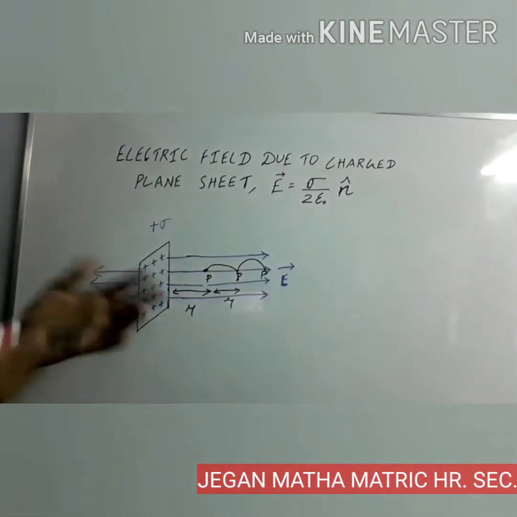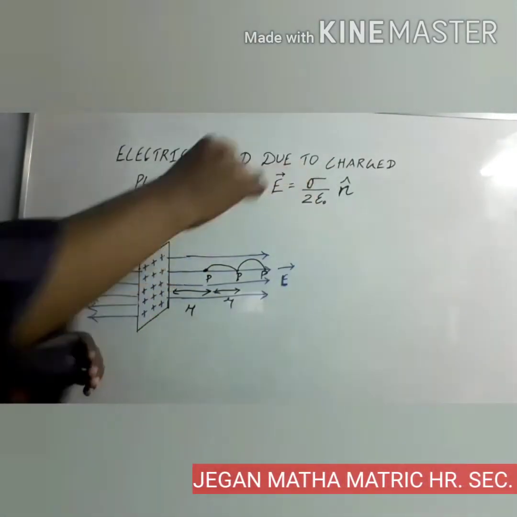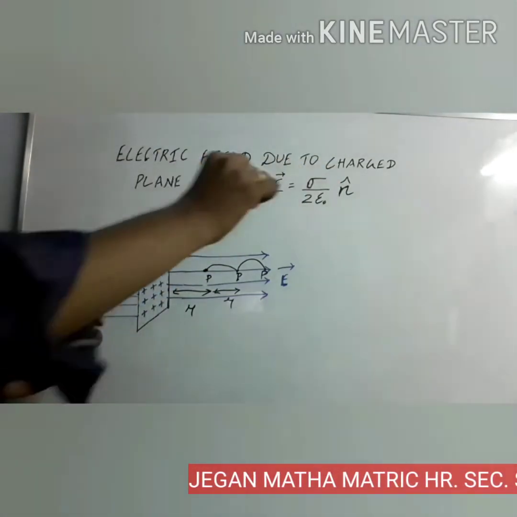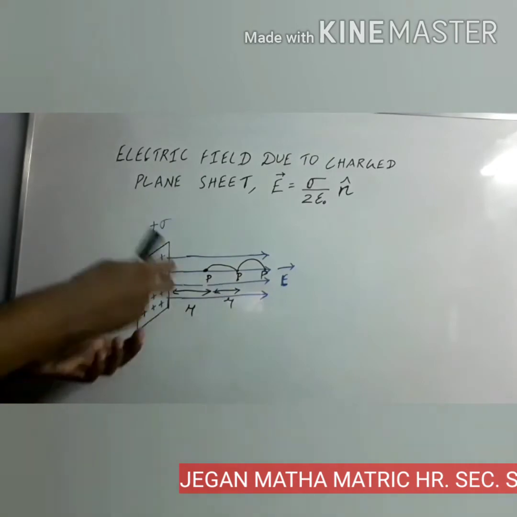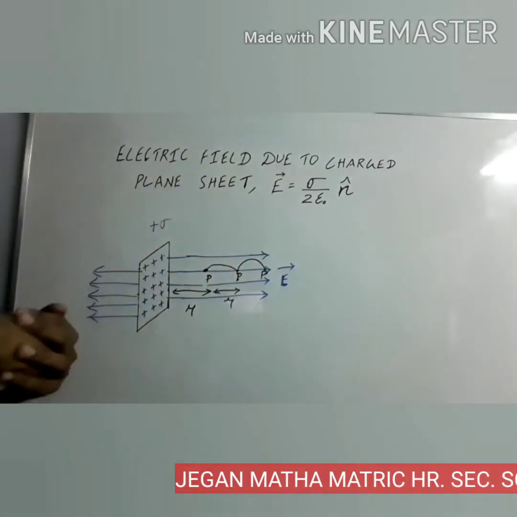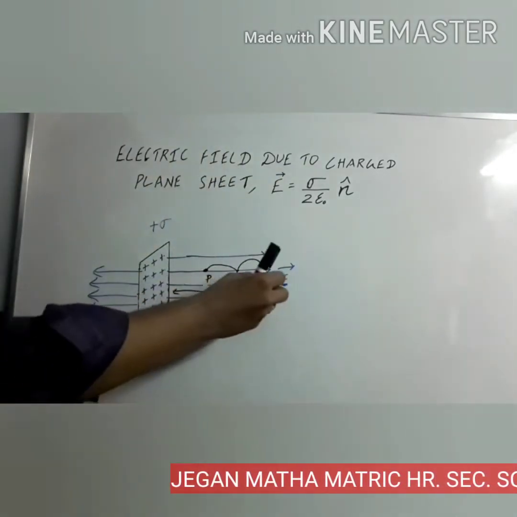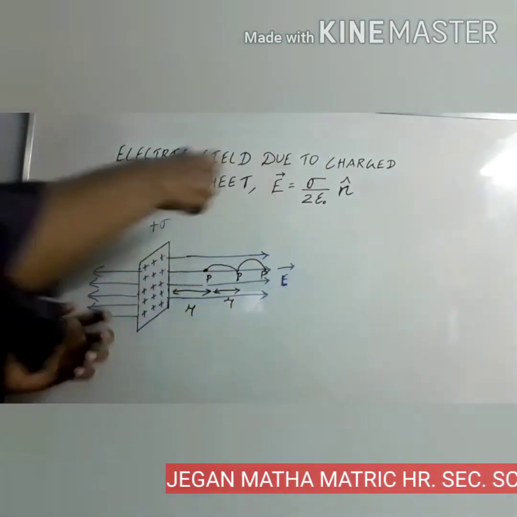What is the change? Is there any change in the electric field? No, because the electric field is equal to sigma by 2 epsilon naught. It depends on sigma only. Sigma is nothing but the surface charge density. So the distance will not change the surface charge density. So there is no change in the electric field. The point can be taken at any distance, but there is no change in the electric field.